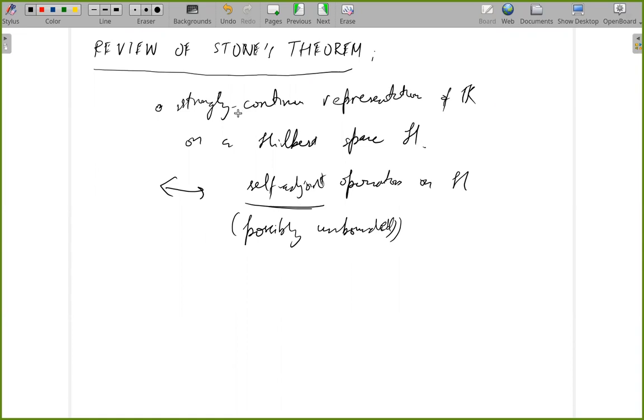Okay, so Stone's theorem essentially says that if I have a strongly continuous unitary representation, more concretely, you have this map t to U_t, where t is in R and these U_t are unitary. Positive self-adjoint, right?